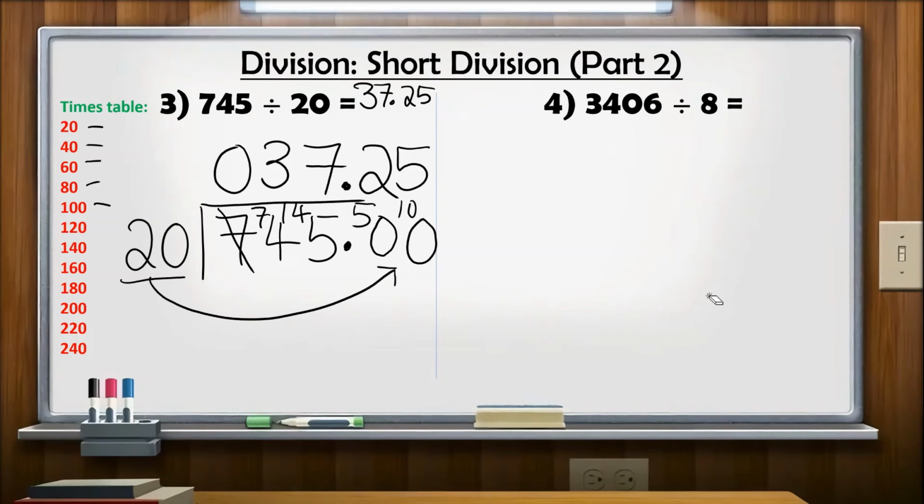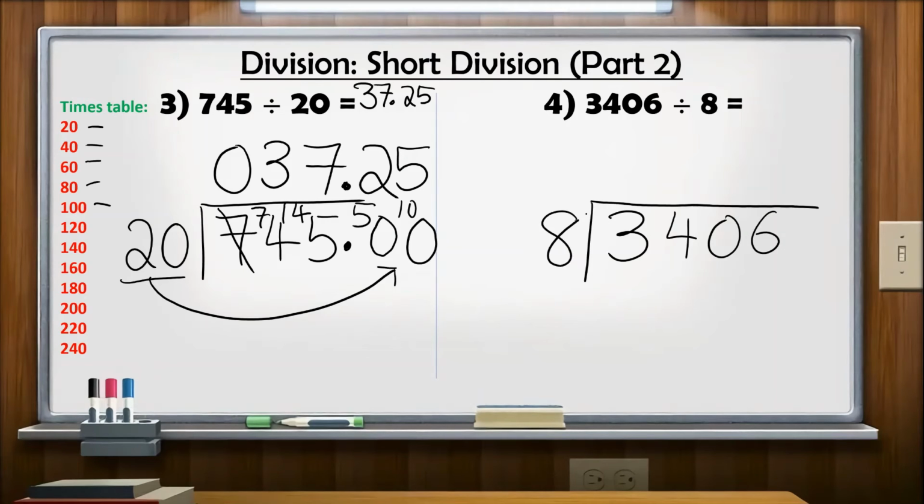Now moving on to my final example, 3,406 divided by 8. I'm going to follow the same steps, and I'm going to first draw out my bus stop, and on the inside, I will put my dividend. On the outside, I will put my divisor, and I have set up my question. Again, I'm going to write out my times table, which will help me answer my question.